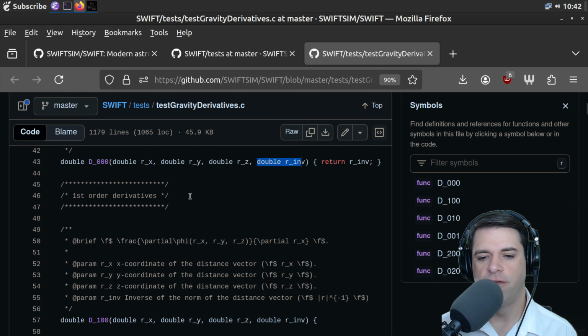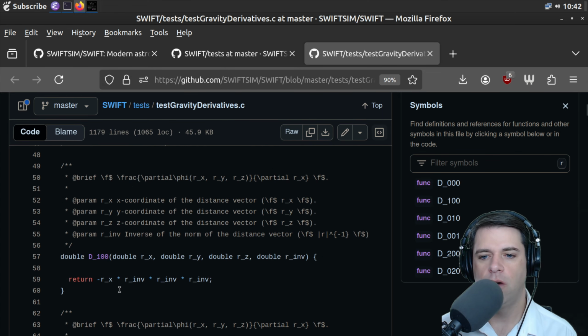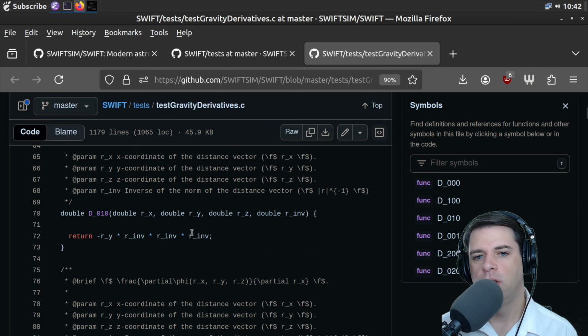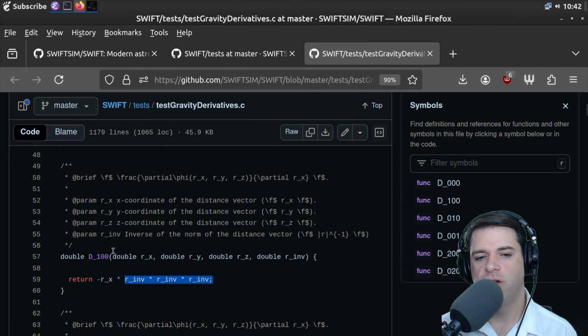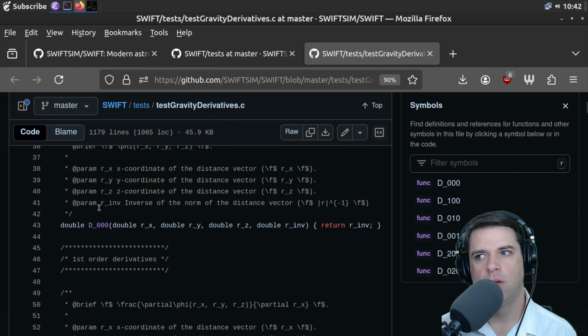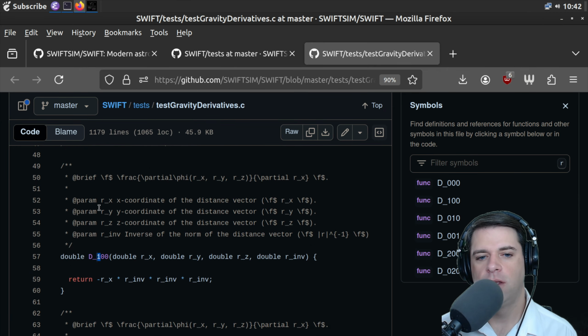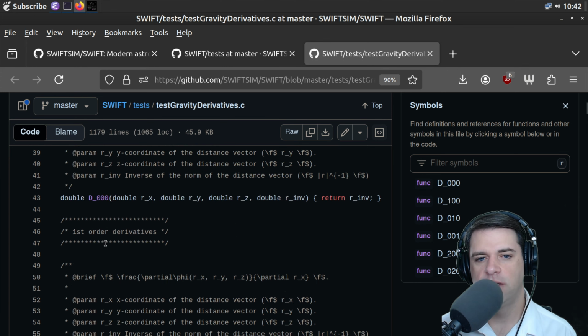And then we have first order derivatives. And this is basically the same thing, right? Oh, no, we have an implementation. We're going to take negative Rx multiplied by Rnv, the cube of Rnv. Okay. So the thing that we're differentiating, maybe 1 here indicates what? This is like an indicator for x.